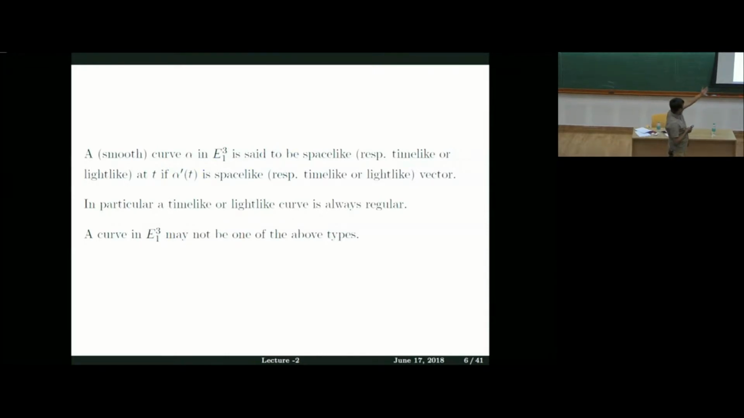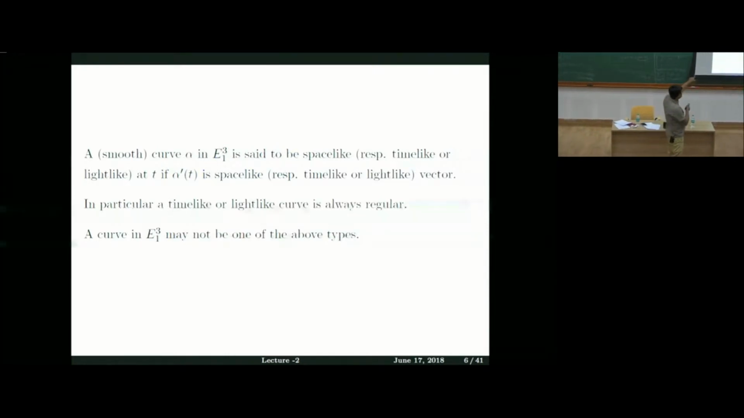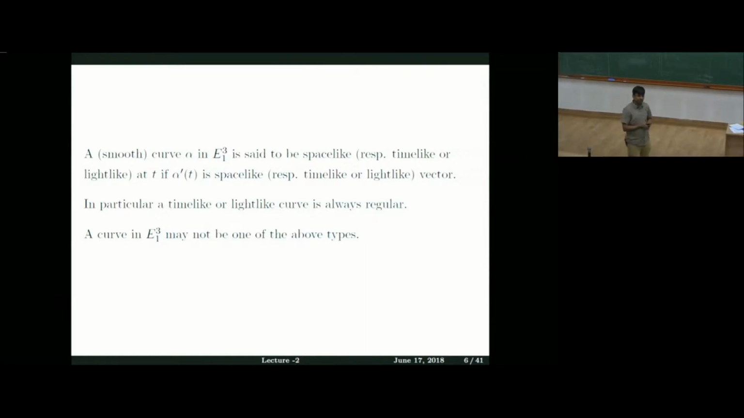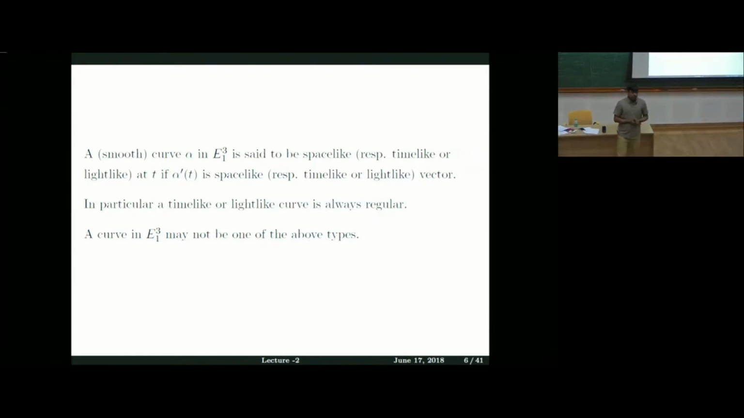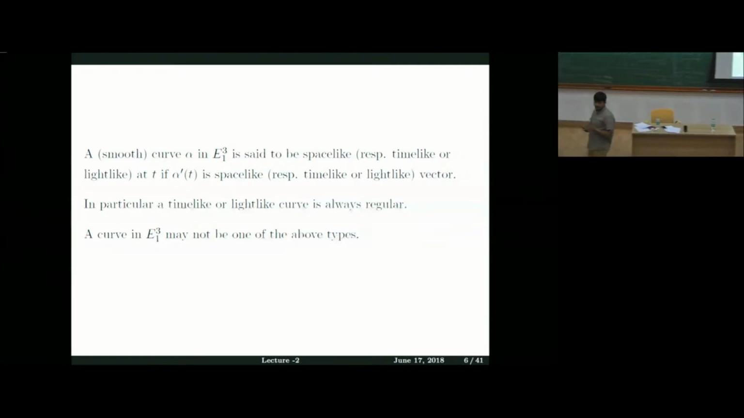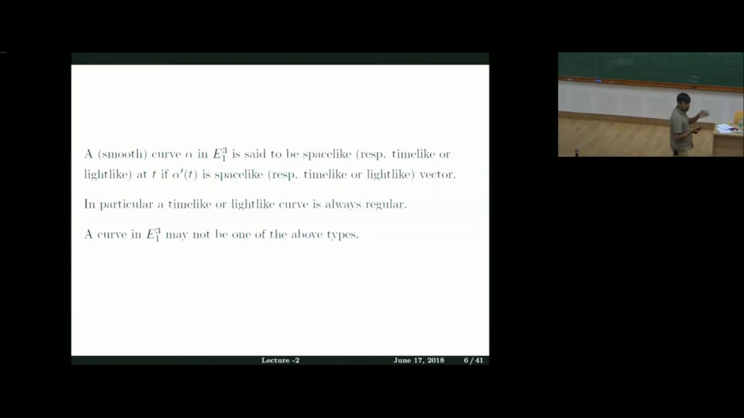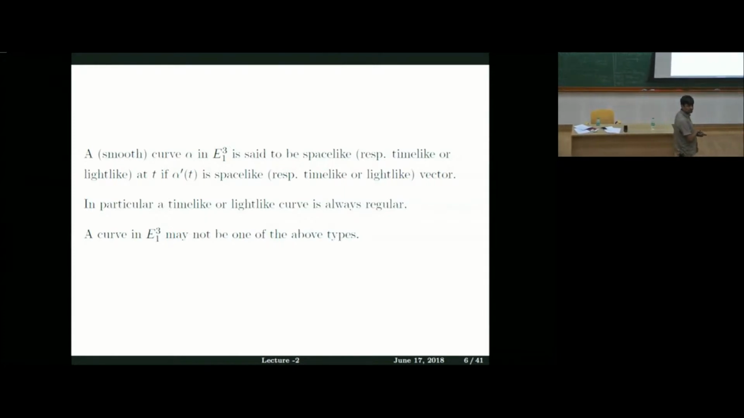So we will say it is space-like at the point t if it depends on the behavior of alpha prime of t. Can you see the proof of this immediately? What is a regular curve? The same definition: alpha prime of t is not equal to 0 for all t.